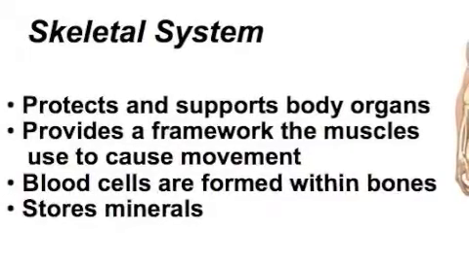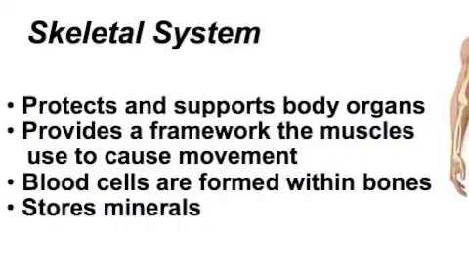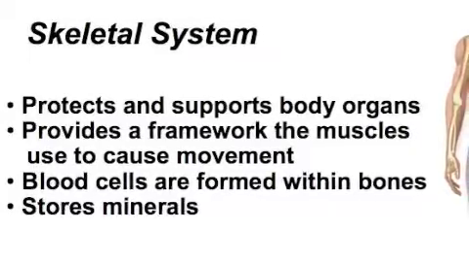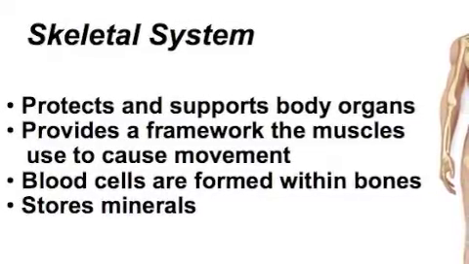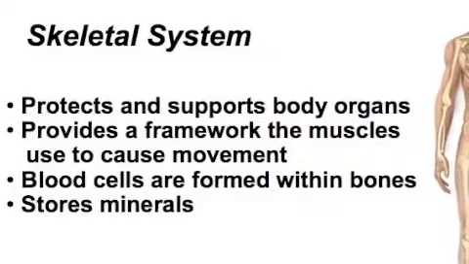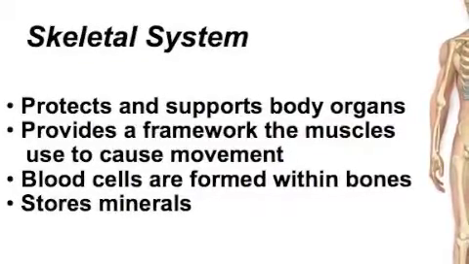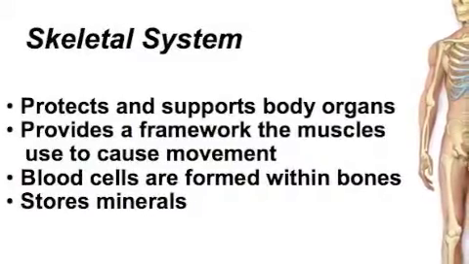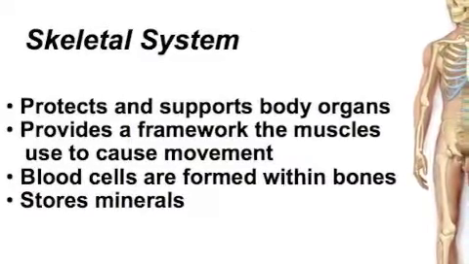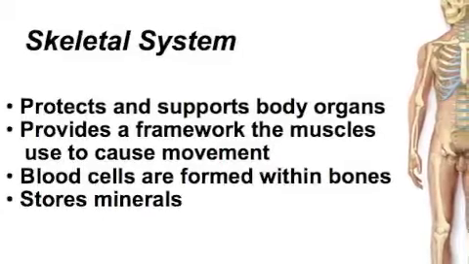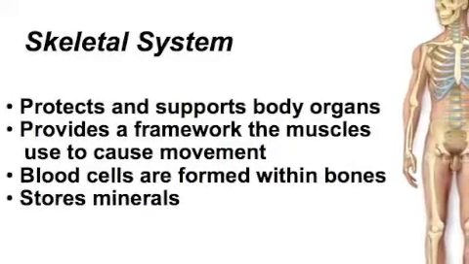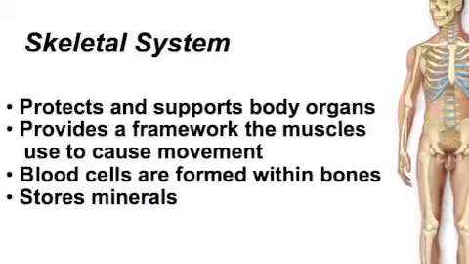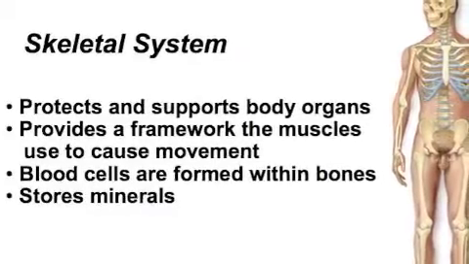Our bones protect and support our body and organs. For example, the brain is protected by the skull. The lungs are protected by the ribs. Without a skeletal system, we would not be able to stand up. We would just be blobs on the floor. The bones provide a nice framework for the muscles to attach to and then cause movement.